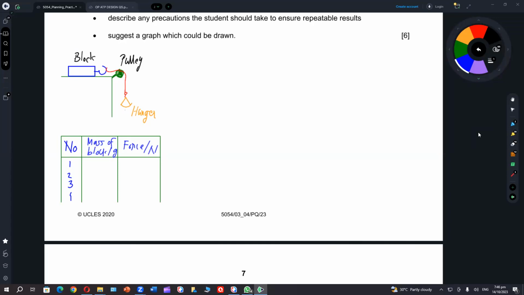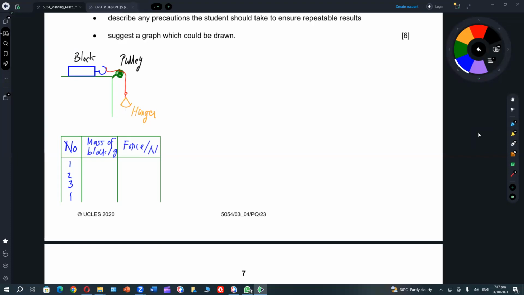Now the plan is there. You will take the block, you will arrange it like this. You will start putting the masses in the hanger until the block begins to move. Then you stop the trial and you will take the same block, but put some masses on the block also. So the mass of the block will increase. Again, you will start loading the hanger until the block begins to move. In this way, you will repeat the trial.